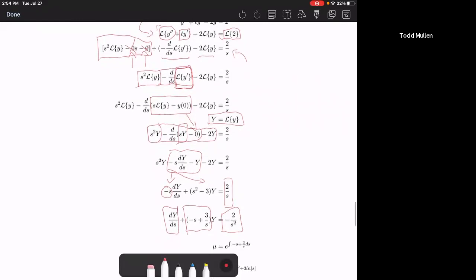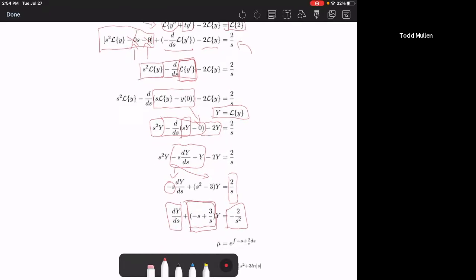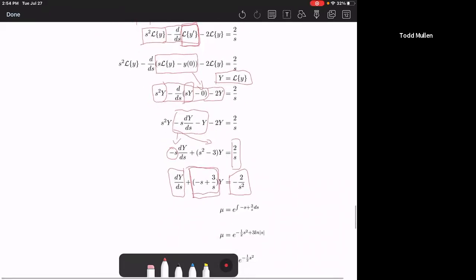So for linear equations, you find an integrating factor that is e to the power of the integral of whatever is multiplied by y. And now we will calculate that integral. This will take a couple of steps, so we'll actually explain where this comes from. So e to the power of the integral of negative s plus 3 over s ds.